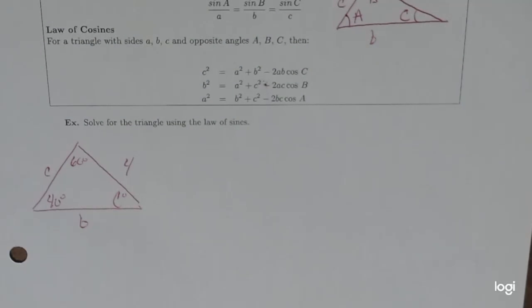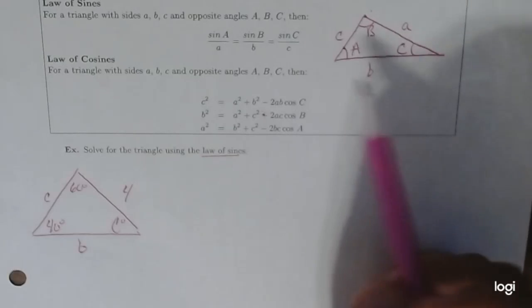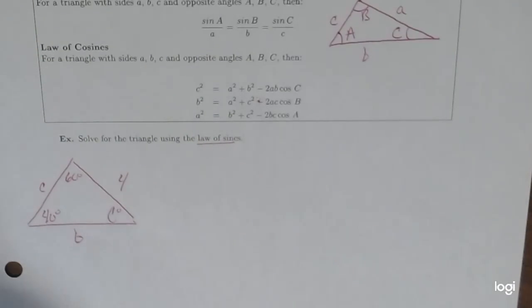Okay. So this is a triangle, right? We're given one side and two angles. The good thing is it tells us we want to use the law of sines to help us out. So we're going to use the first one. The best thing to do is literally just label our triangle first.